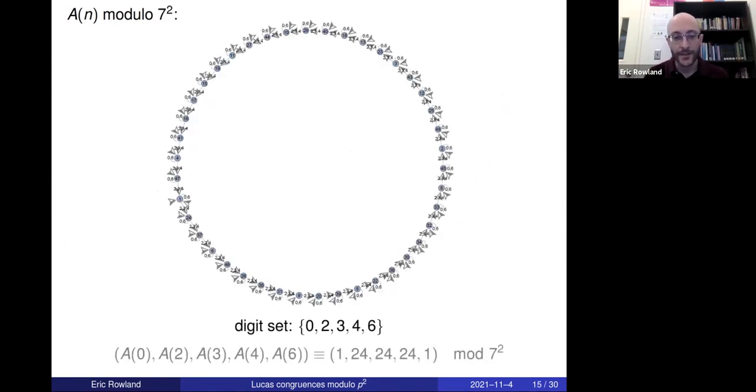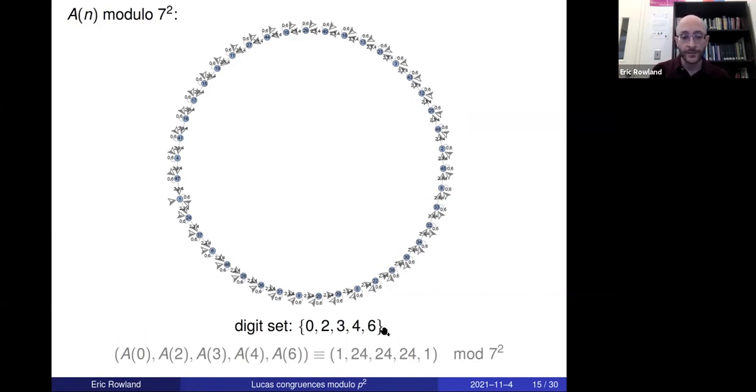So more recently, maybe a year or two ago, instead of starting with the whole automaton, I just started experimentally seeing which digits look like they support Apery number, Lukács congruences modulo 7 squared. And this you can do experimentally, right? So you're just looking for digits D such that A of 7n plus D is congruent to A of n times A of D modulo 7 squared for all n, right? So you can try the first 100 values of n fairly easily and see whether it works.